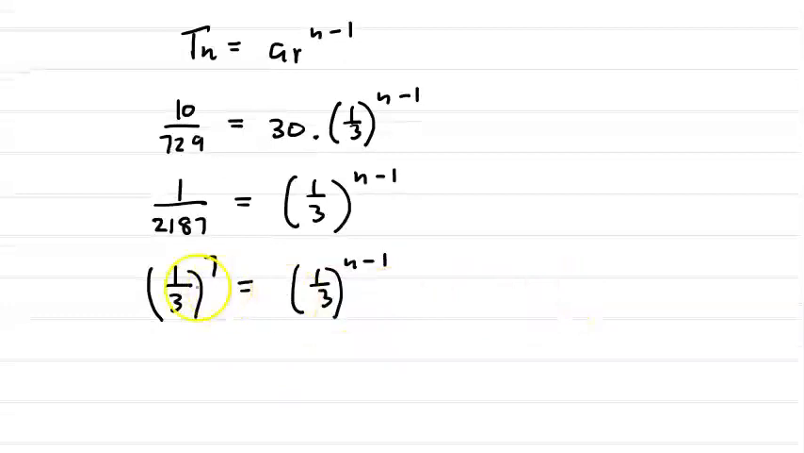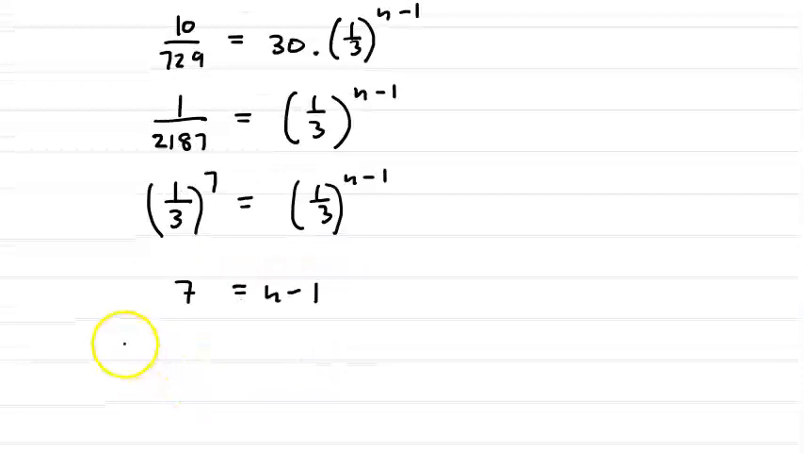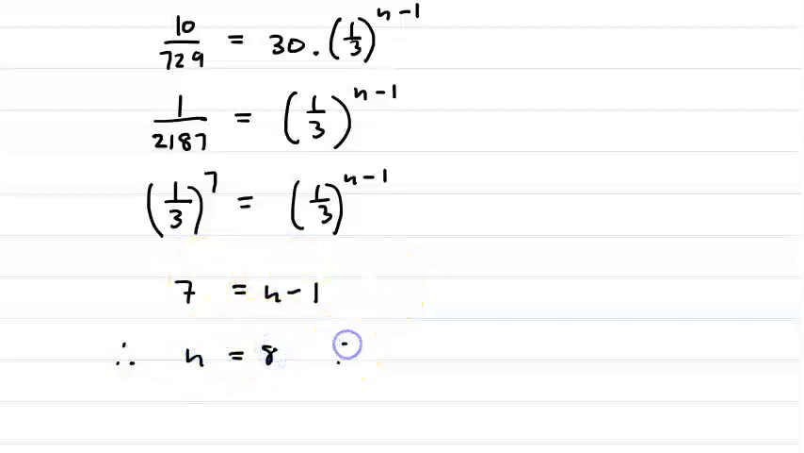So what do you notice? Well, you can test it out here. 1 to the 7 is 1. 3 to the 7 is 2187. 1 over 3 to the n minus 1. We've got a common base on both sides. Therefore, the bases fall away. You can equate the exponents. So 7 equals n minus 1. Therefore, take minus 1 to the other side. n equals 8. So n equals 8. Therefore, it is the 8th term to conclude. That's our solution for the first question.